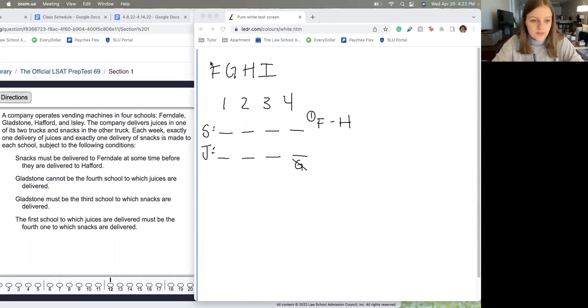Rule number 3 says G must be the third school to which snacks are delivered. Super easy rule. I love rules like this. It's just telling me where a variable has to go. I know G has to go in that third spot for snacks, which is great.